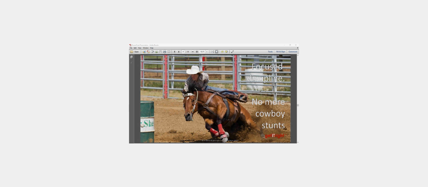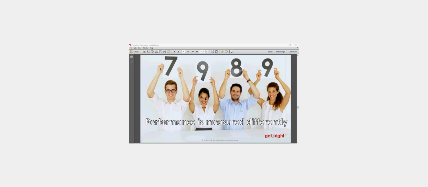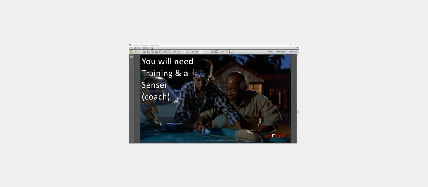Contrary to popular belief, Lean and Agile is not being a cowboy. It is actually about focused discipline. Other things that need to change is we need to measure what we do differently. And we also need to look at performance and the measurement of performance and reward differently within the organization, because we're moving away from the individual to the team.